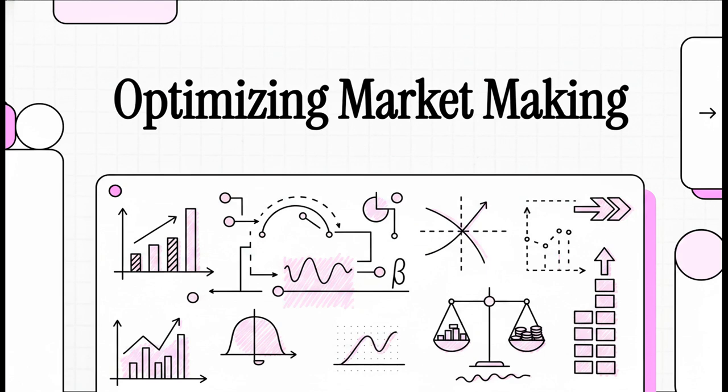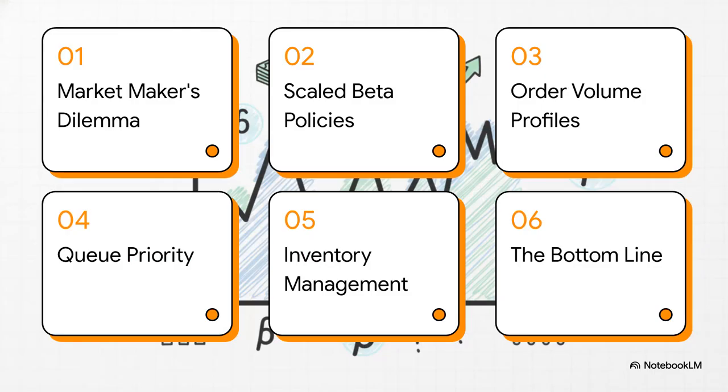Well, we're unpacking a really fascinating piece of research today that introduces a highly flexible, continuous math approach to do exactly that. So here's our playbook for the explainer. We'll quickly run through 1. The market maker's dilemma, 2. Introducing scaled beta policies, 3. Optimizing order volume profiles, 4. Preserving your queue priority, 5. Smart inventory management strategies, and finally, 6. The bottom line. Let's get right to it.